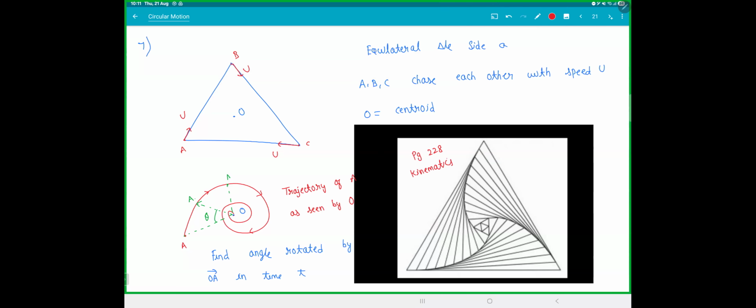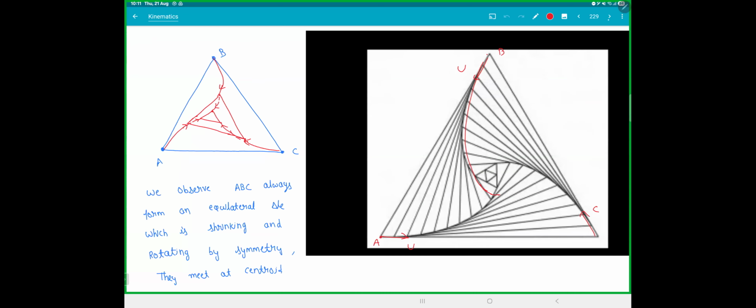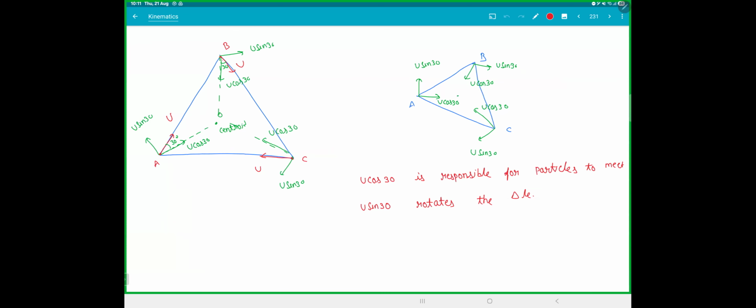Now, in case you're wondering exactly what is happening here, let me help you a bit. If you see the explanation, this is the explanation I gave that day. I said at any instant, if you look at the velocities, there are u cos thetas which are pointing towards the center. And we did the problem, right? And then I also read some statement here. See, what are the u sin thetas doing? U sin thetas are responsible for rotating the triangle.